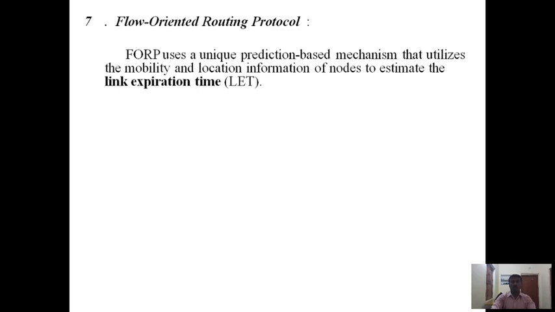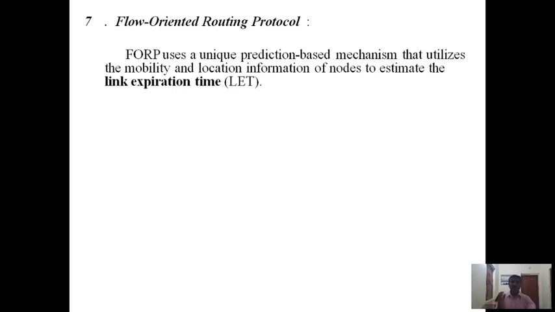And the last one is flow oriented routing protocol. This is the seventh protocol, the flow oriented routing protocol. It uses a unique prediction based mechanism that utilizes the mobility and location information of nodes to estimate the link expiration time. So it is a unique prediction based mechanism for estimating what the link expire time is.